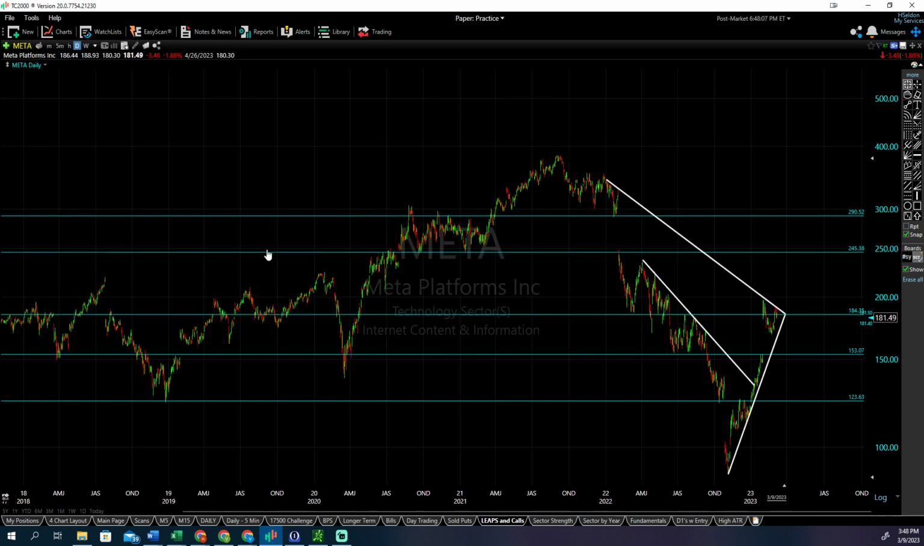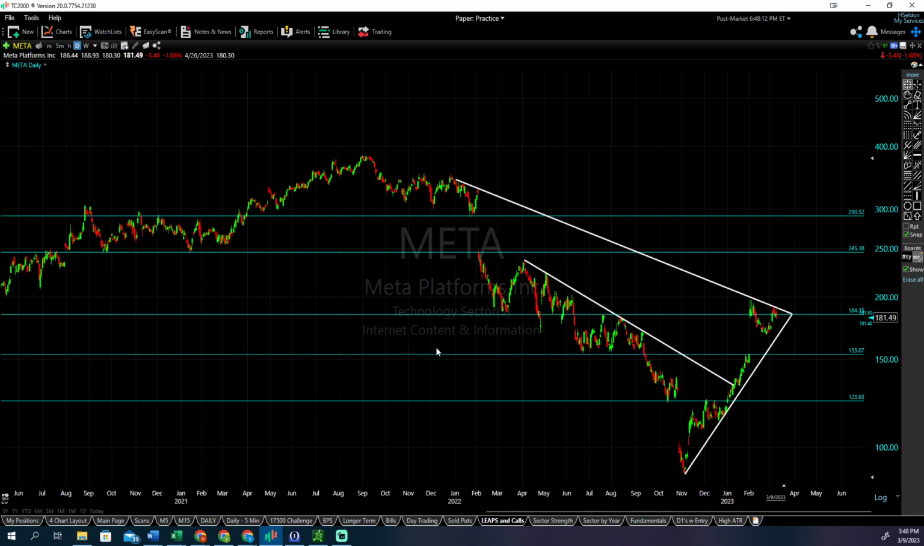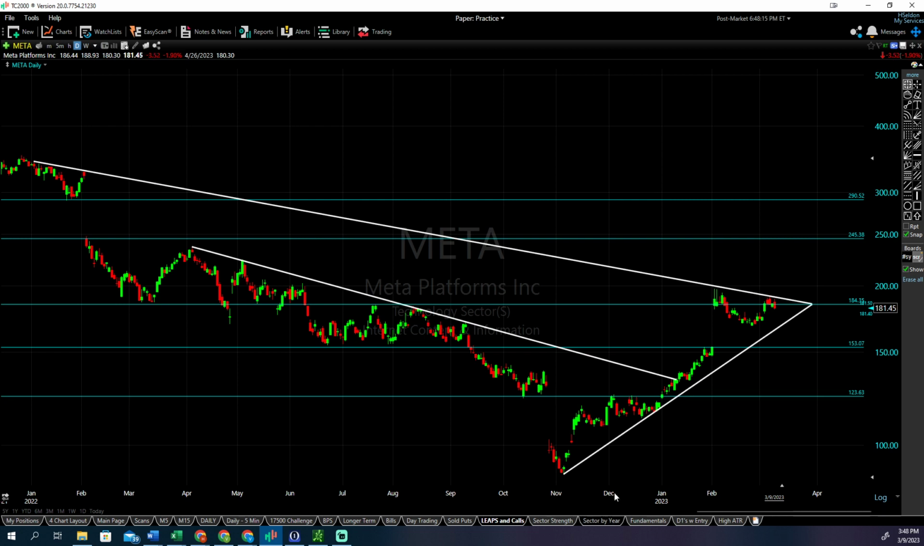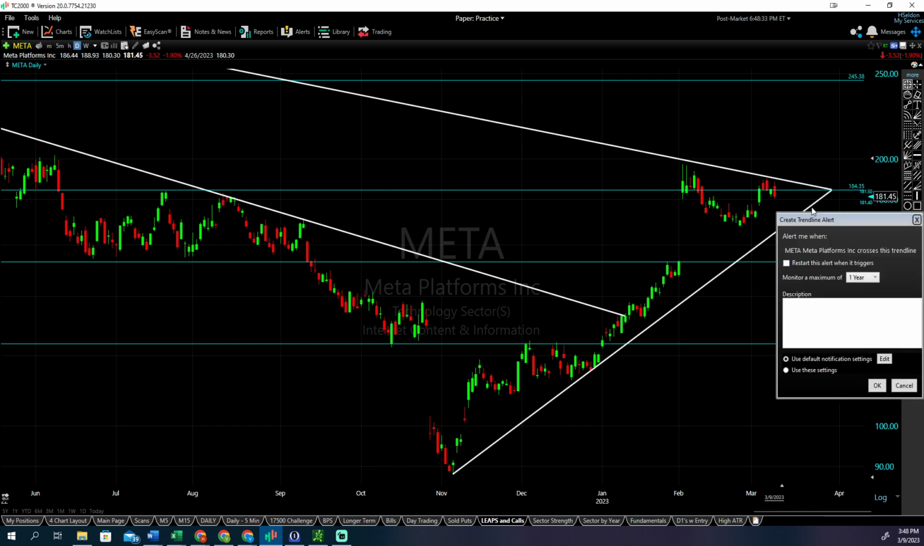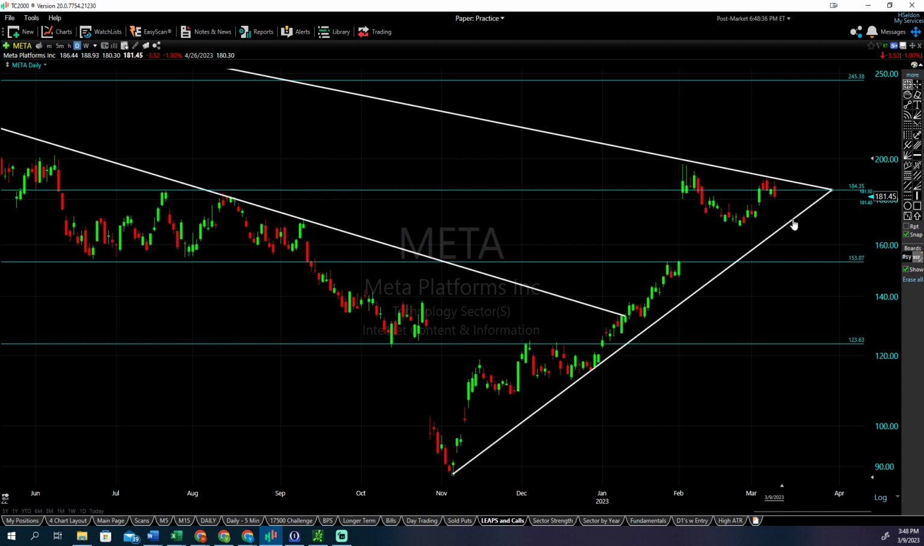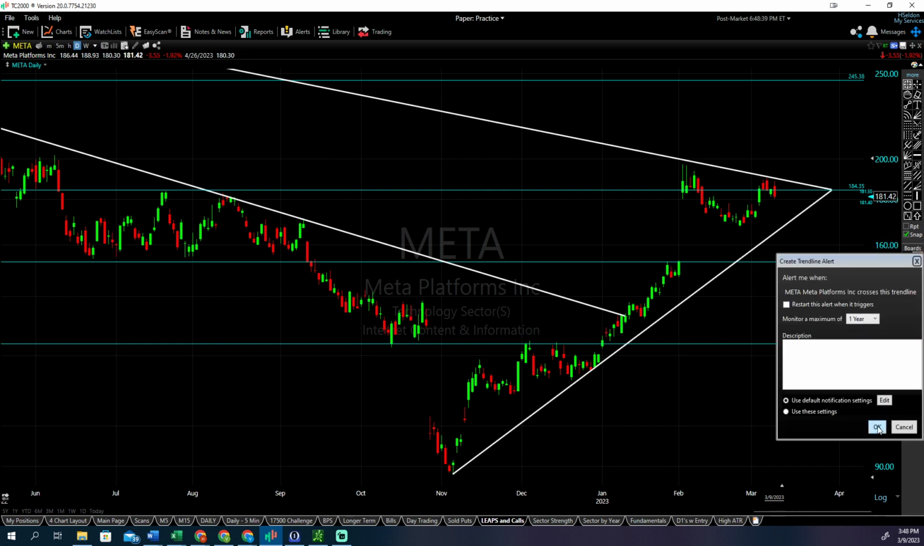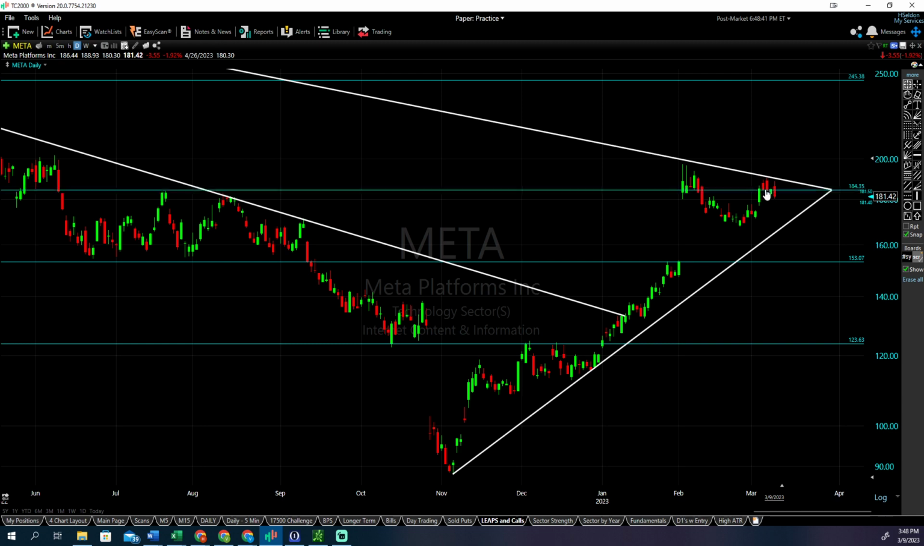And if you go back over here, pre-COVID, it didn't matter that much. But here, these two trend lines converge together and create this. Now, that doesn't always happen, but this line here of 184.35 is pretty significant. Now, the stock is currently at 181.45. I want to know if it breaks above there or below here. So there, I have my two lines, and I want to know if it breaks above or below.